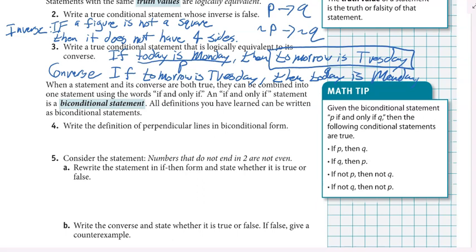So we know that perpendicular lines are lines that intersect at 90 degrees. So we could say if lines are perpendicular, if and only if they intersect at 90 degrees. I guess that's one way to write that one. Let me see if there's another way to write that one. We could also say two lines are perpendicular if and only if they form right angles or intersect at right angles. So let's go ahead and use that one.